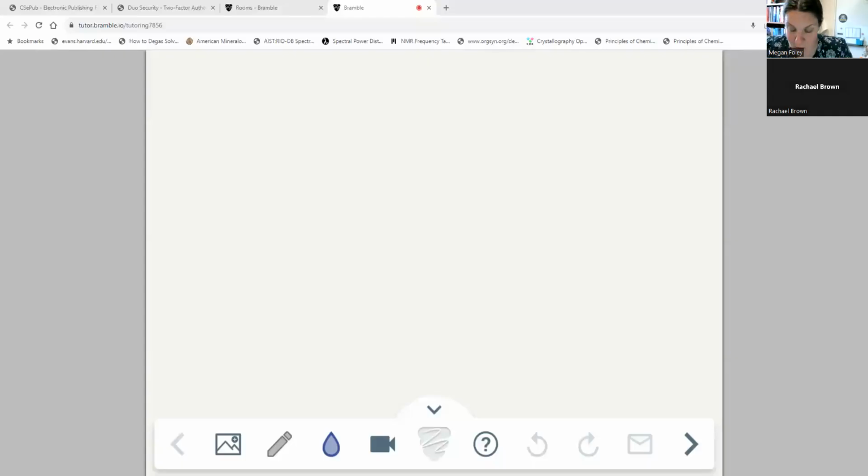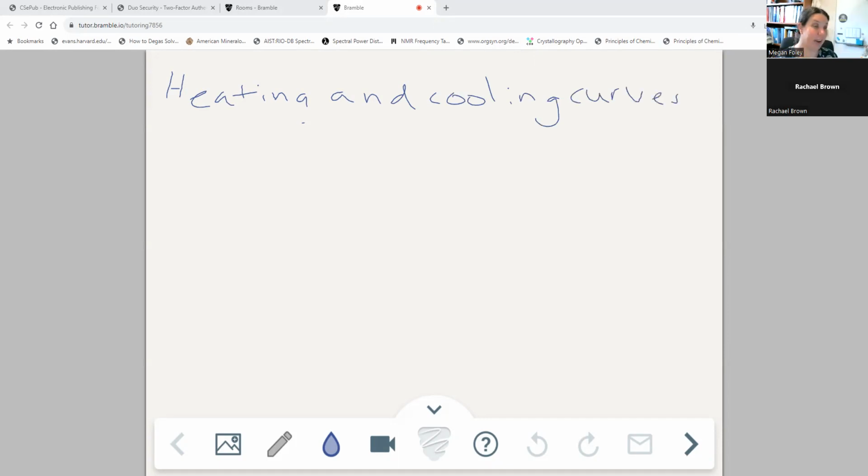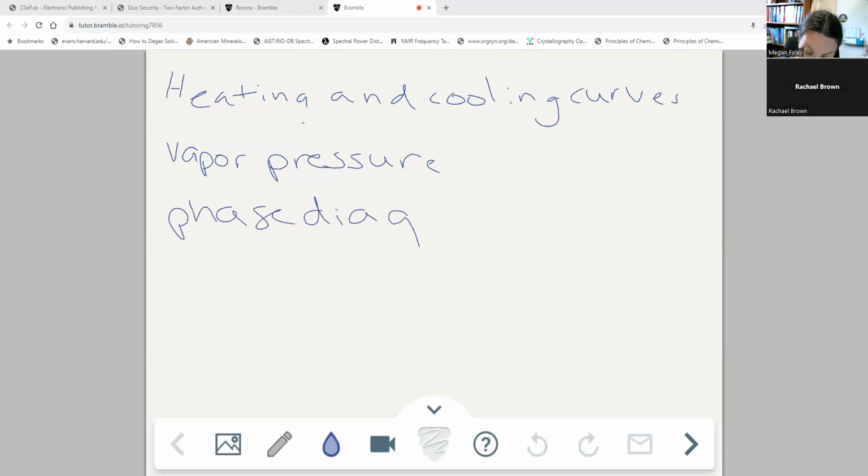Okay, so this upcoming week, we will be going over the rest of our first module. So we're going to be looking at heating and cooling curves, as well as we're going to look at vapor pressure, and phase diagrams. So those are our big things we have left in our first module.